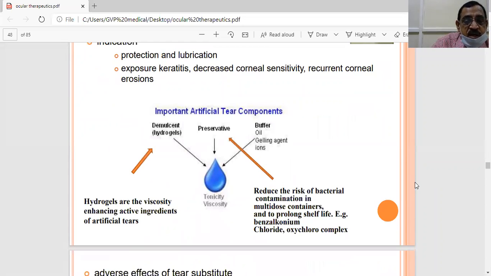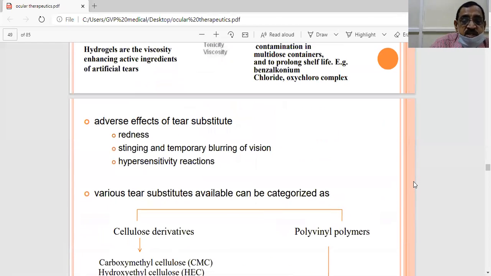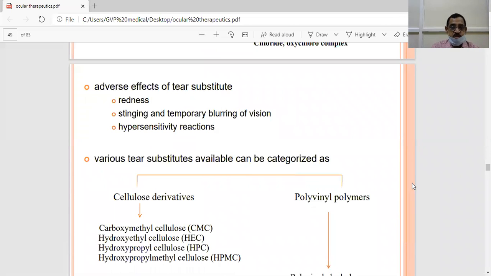The important artificial tear components are demulcents, preservatives, and buffer. Demulcents are hydrogels, the viscosity enhancing active ingredients of the artificial tear. Preservatives reduce the risk of bacterial contamination in multi-dose containers and prolong shelf life. Examples are benzalkonium chloride and oxychloro complex. Adverse effects of tear substitutes include redness, stinging, temporary blurring of vision, and hypersensitivity reactions.